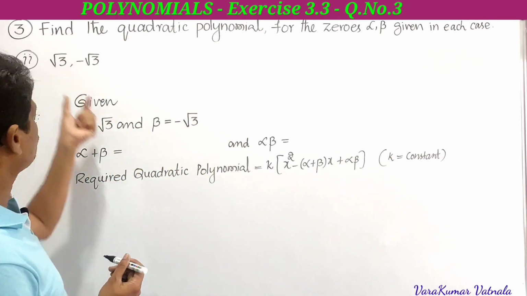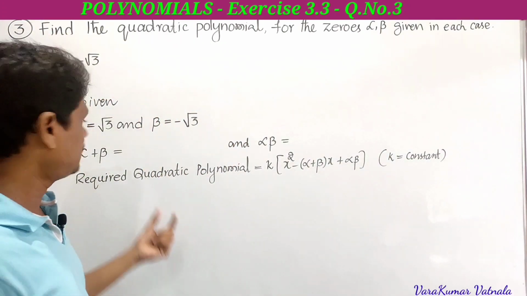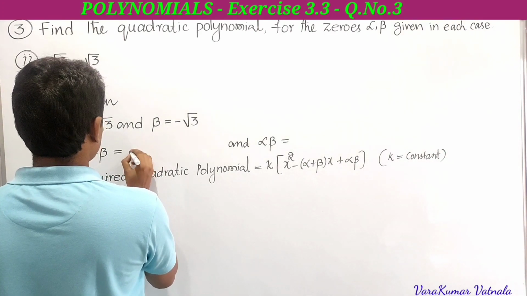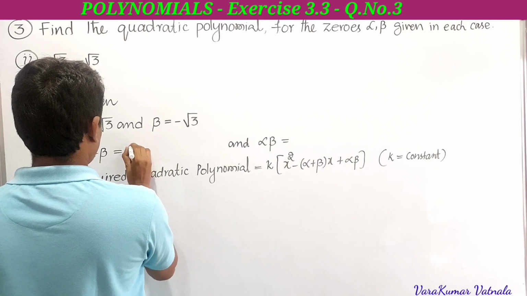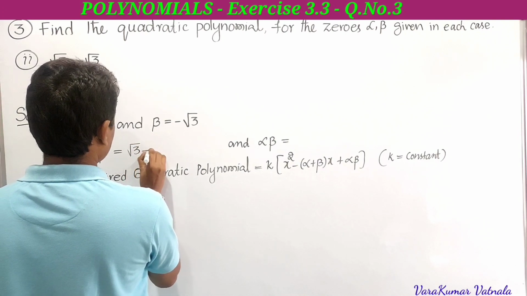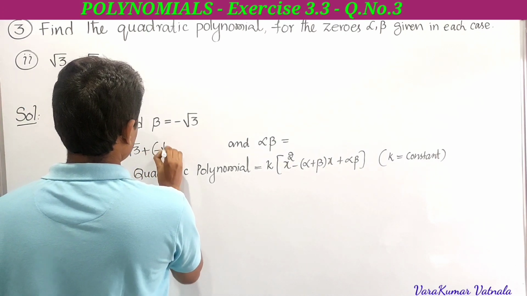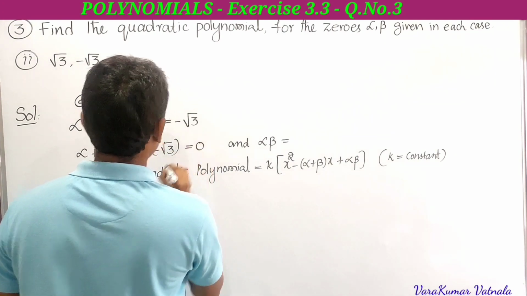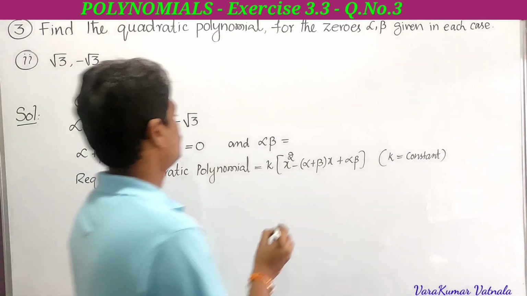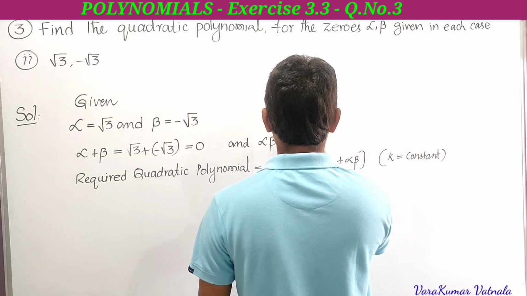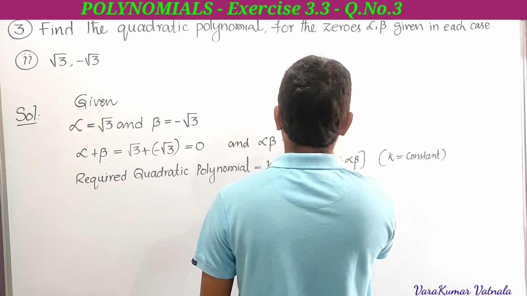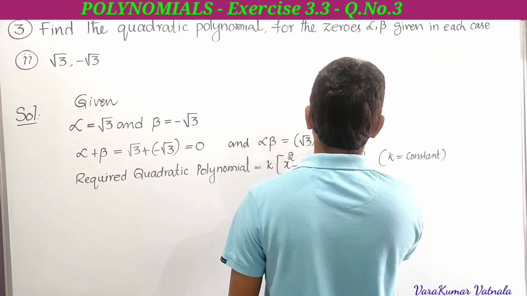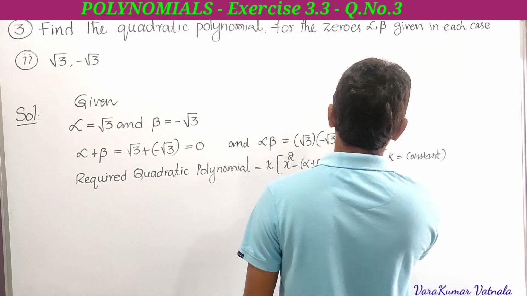So alpha is equal to root 3, beta is equal to minus root 3. Find alpha plus beta. Alpha is root 3 plus beta is minus root 3: root 3 plus minus root 3. The plus root 3 and minus root 3 get cancelled. Alpha plus beta is equal to 0. And alpha into beta: alpha is root 3 and beta is minus root 3, so root 3 into minus root 3 we get minus 3.